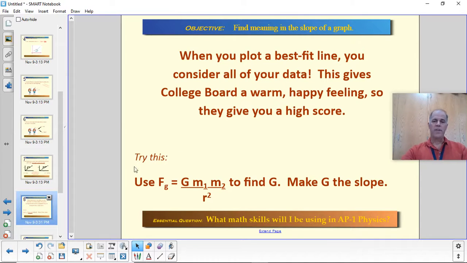We're going to introduce this equation a little later on. You may or may not recognize this as Newton's law of gravity, but let's start with that equation. And you want to find G. So you're going to want to construct a graph where G, big G, is the slope.